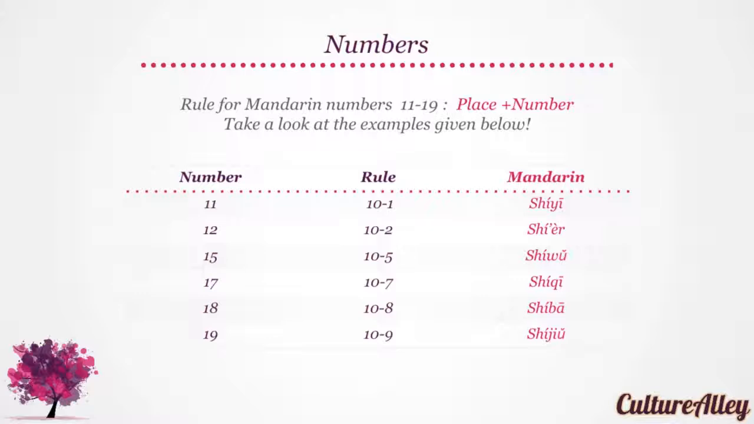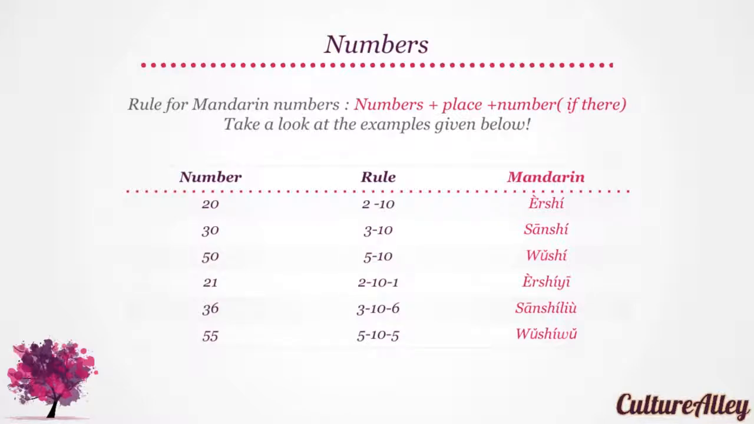11 becomes 10 and 1, or 11, while 12 translates as 10 and 2, 12. 15 also becomes 10 and 5, making it 15. And similarly, 17, a combination of 10 and 7, becomes 17. 18, or 10 and 8, becomes 18. While 19, that is 10 and 9, becomes 19. Great! Now let's take a look at numbers beyond 19.